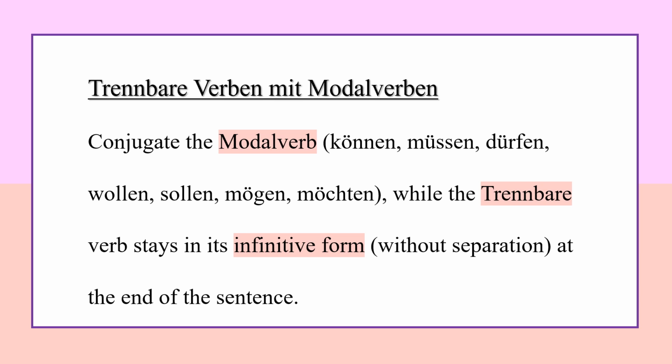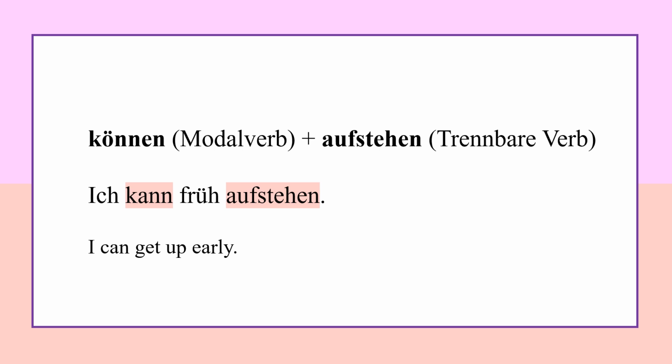Let's take a look at a few examples. Here I've taken the two verbs können, which is a Modalverb, and aufstehen, which is a trennbare Verb. Ich kann früh aufstehen. I can get up early. Kann is the conjugated form of können for ich, and the verb aufstehen is moved to the back of the sentence and is in its infinitive form.